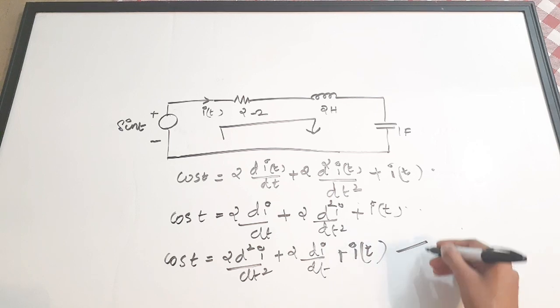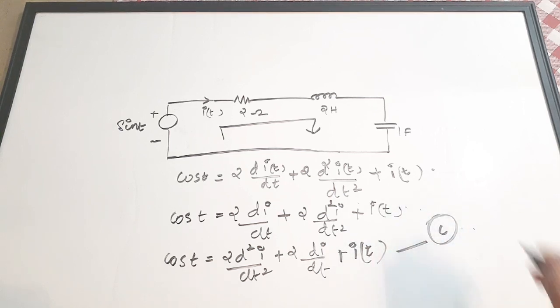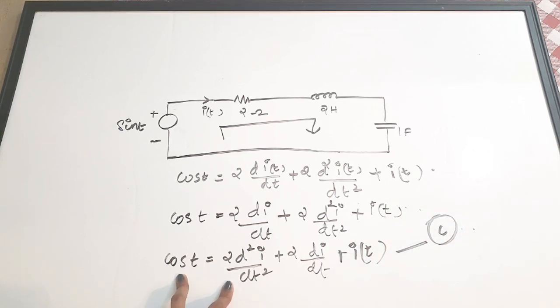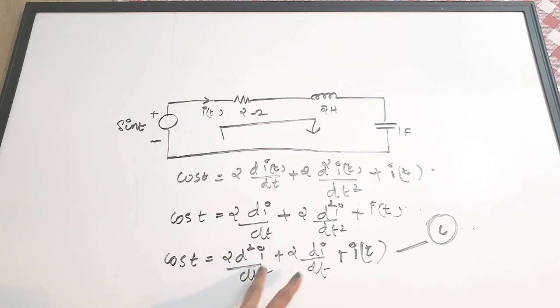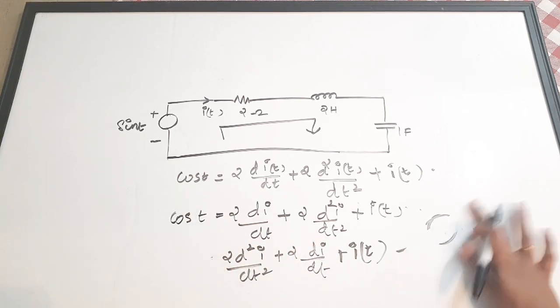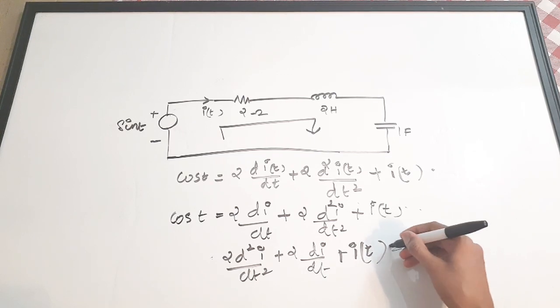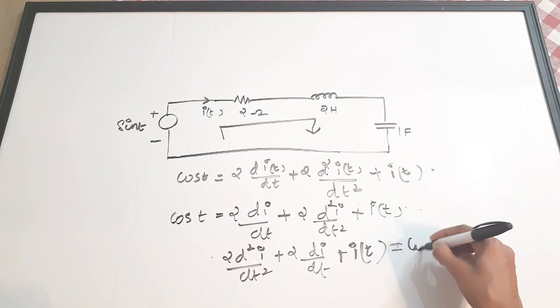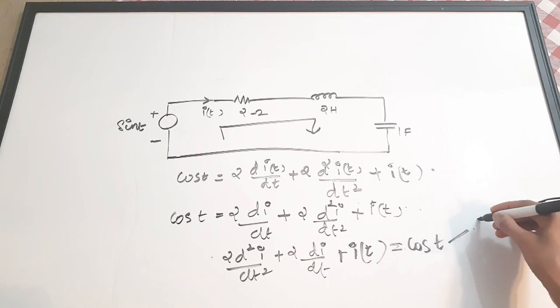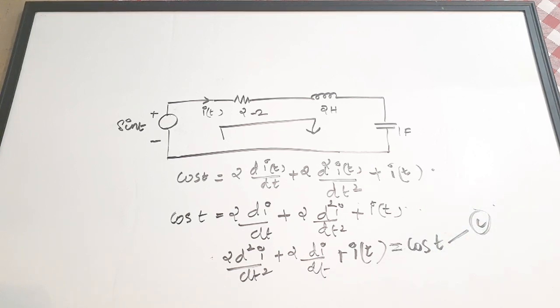So this is nothing but your option C, where you can see 2 d square I by dt square plus 2 di by dt plus I of t equal to cos of t. I'll write it here itself to make it exactly equal to your option. So this is option C. The correct answer for your first question is option C.